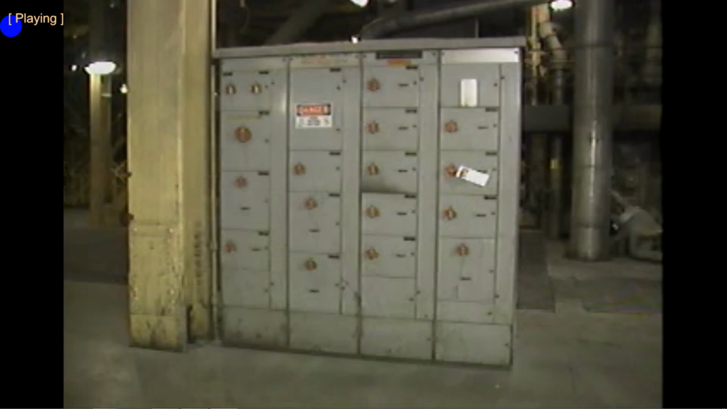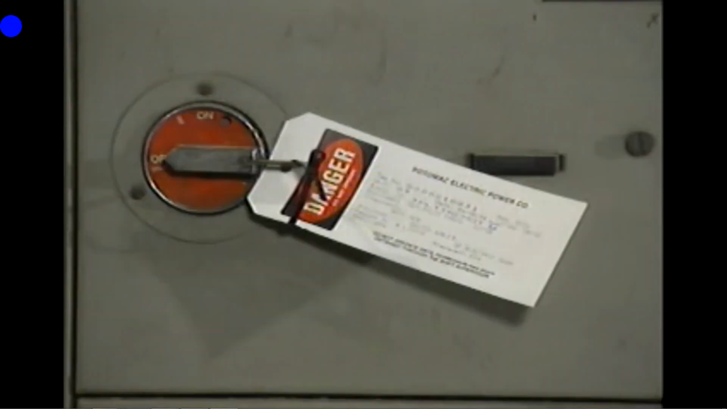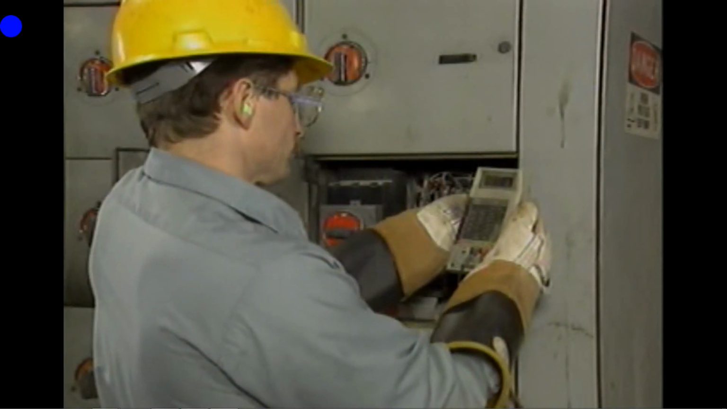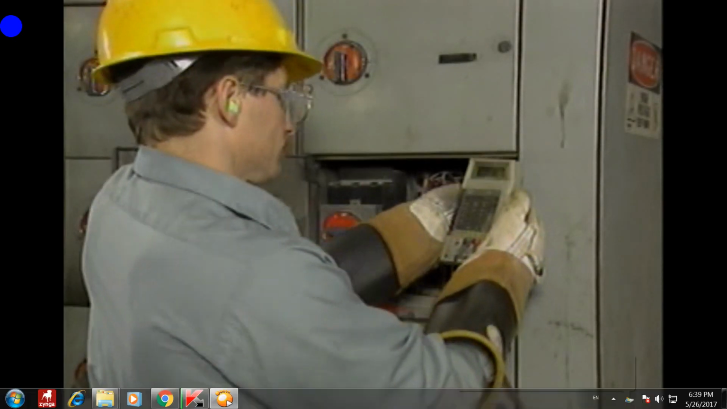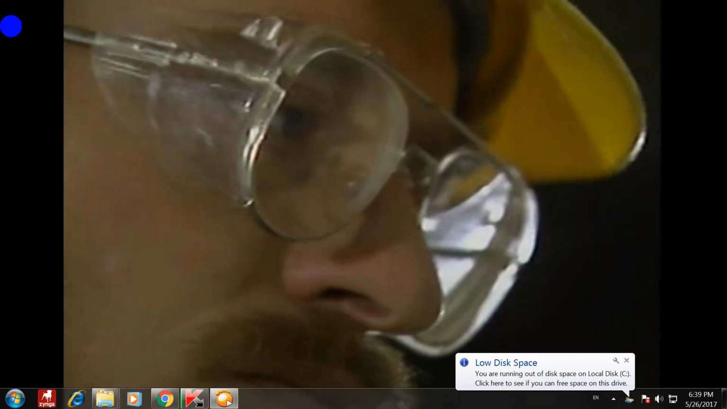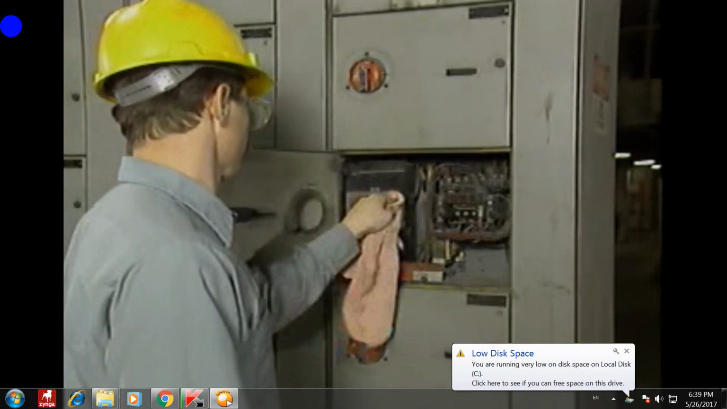Cleaning and other preventive maintenance tasks on an AC motor controller should be performed only after the controller has been de-energized and locked and tagged according to your company's procedures. Then remove the controller's cover and test the controller to make sure that it is de-energized. While you're cleaning the controller, wear safety goggles or other protective eyewear and be sure to follow all applicable company procedures.